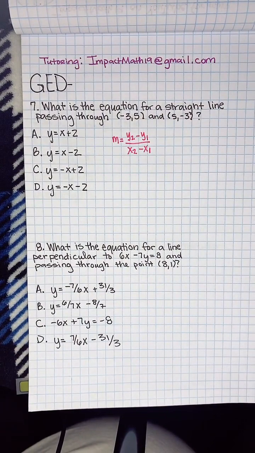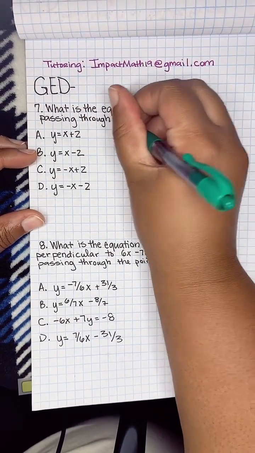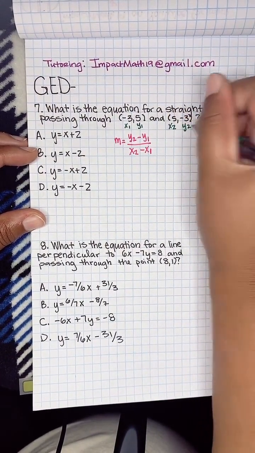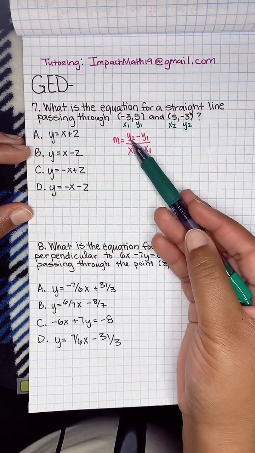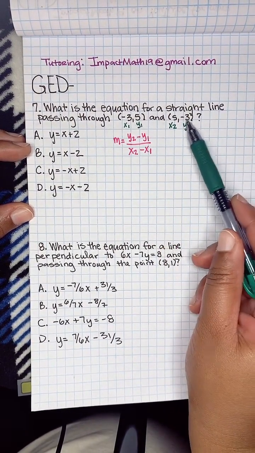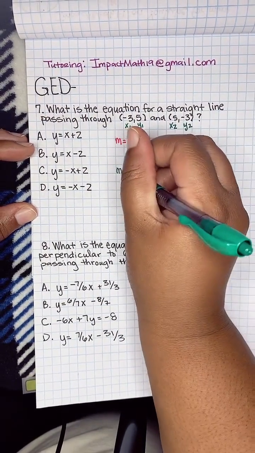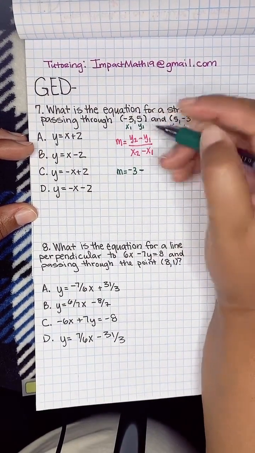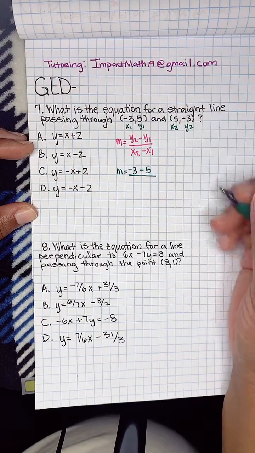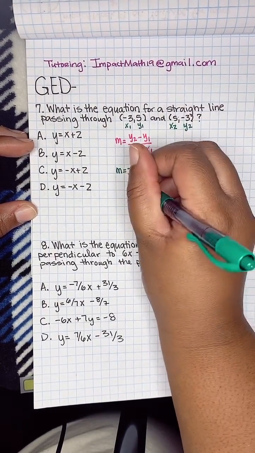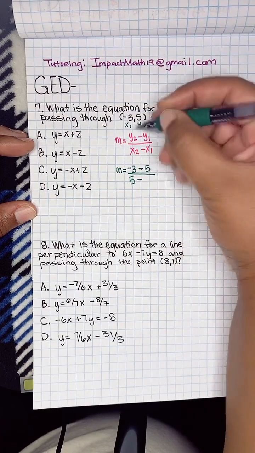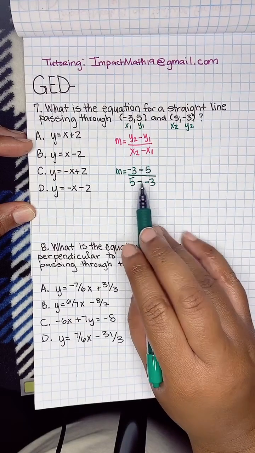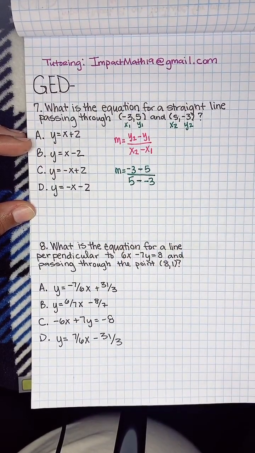Remember, your points always consist of an x and a y. So we can name this x1, y1, and this is x2, y2. Now we're going to plug into that formula. We named our y2 -3, so -3 minus, from the formula, our y1 is 5, over x2 is 5 minus, from the formula, our x1 is -3. So we have to put those double negatives. If you forget a negative, it's going to throw off your entire answer.